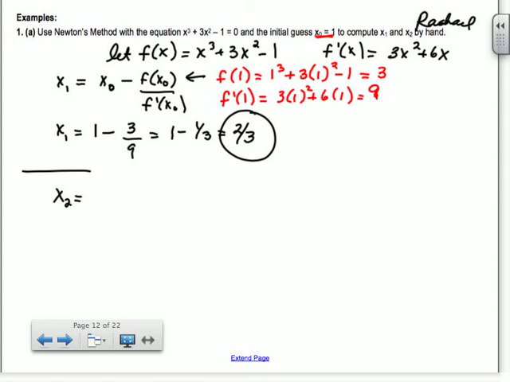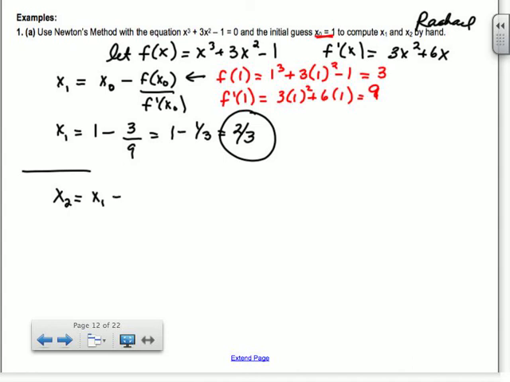I know, but that's not our 0. Like, f of 1 gave us 3. It's not 0, right? We want to find the thing that when we plug it in, we get 0 out. In other words, we're finding the x-intercept. So 1 isn't the x-intercept, but it's close. It gave us a small value. It gave us 3. All right, so now we have x2.